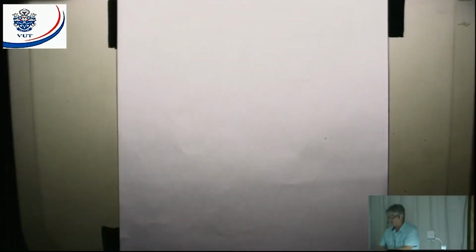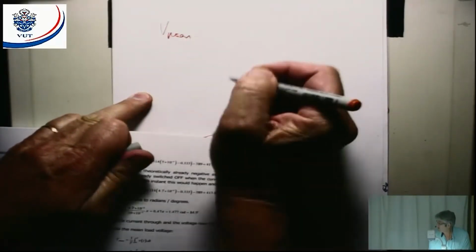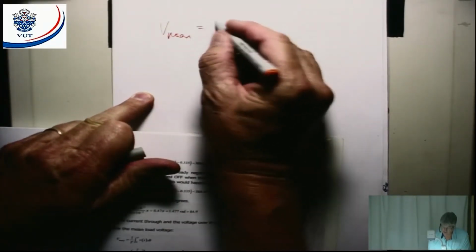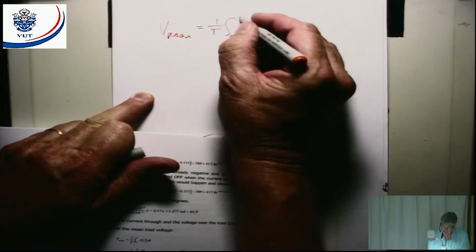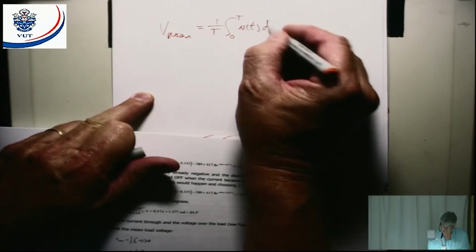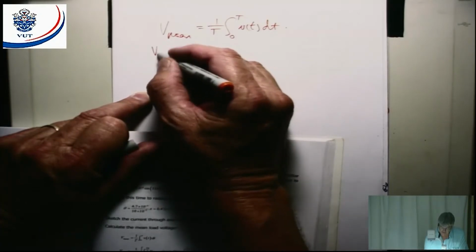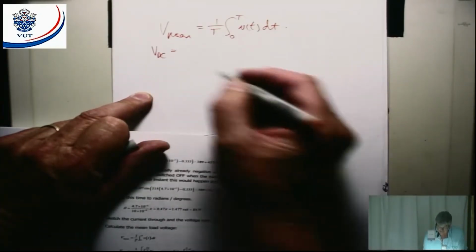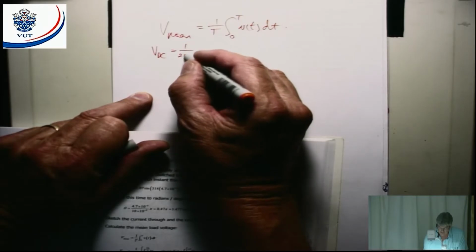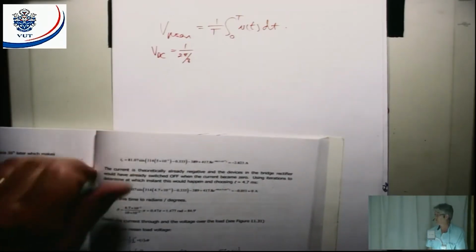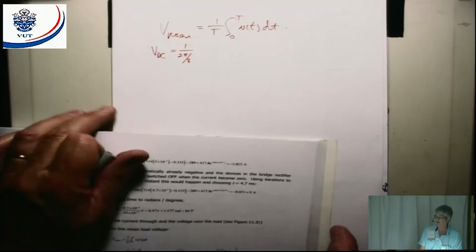Okay, now I'm first going to write down what I have in the book. I said if you want to calculate V mean, it is equal to 1 over T of the integral between 0 and T of V(t) dt. So in this case, that's also the same as Vdc, and it's equal to 1 over 2 pi over 3. Now, do you agree that T is 2 pi over 3?